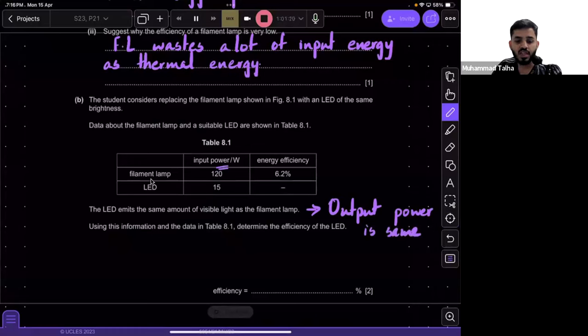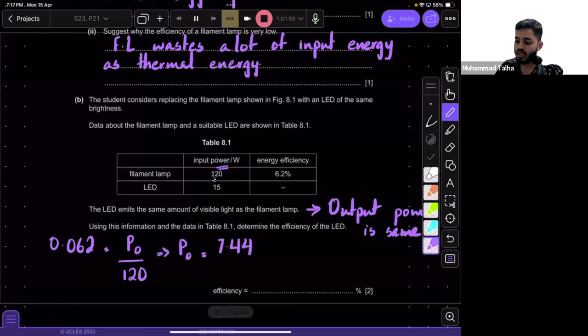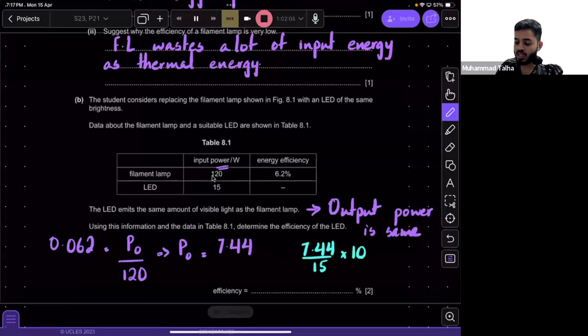So using the value for the filament lamp here, I can figure out its output, because efficiency is just output over input, right? So 6.2%, if I write this as a fraction, 0.062, is P out over input 120, right? From here, I'll get the power output as 120 times 0.062, which is 7.44. So the LED gives the same output, but with this input. So I just now use this value again, 7.44 over 15. And because the question says to give this as a percentage, I'll be multiplying by 100. So 49.6% is what we get.